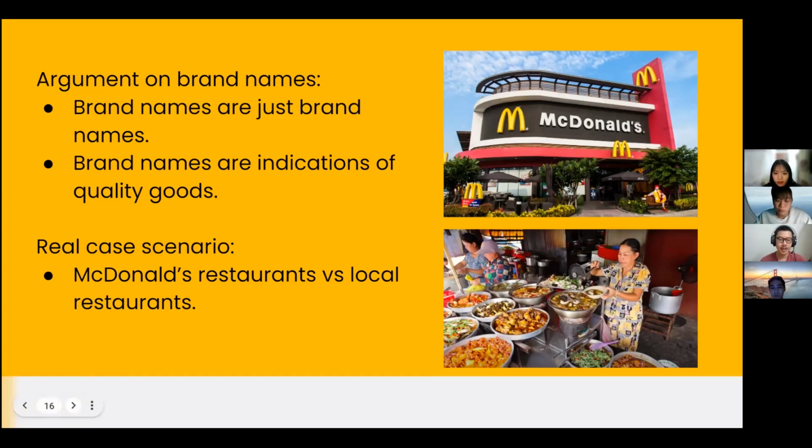Brand names are indications of quality goods. There are some economists that defend brand names. They say that a brand name is a useful way to indicate the quality of products.